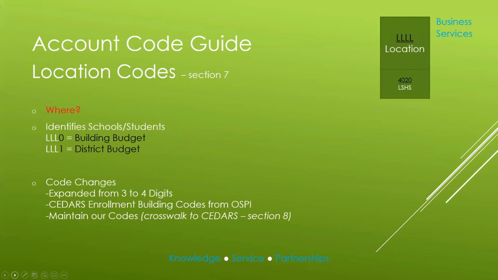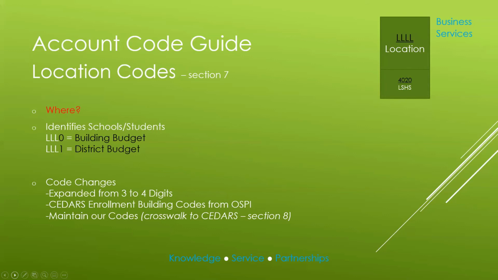Location codes. That's in section 7, and it tells us what location or students are benefiting from this purchase. We use LLL0 for building budgets and LLL1 for district budgets. The state and feds want to know how much we are spending per student. It's important for some of our funding. If we don't code it to a building, the state will allocate it, and we prefer to code costs to locations whenever possible.